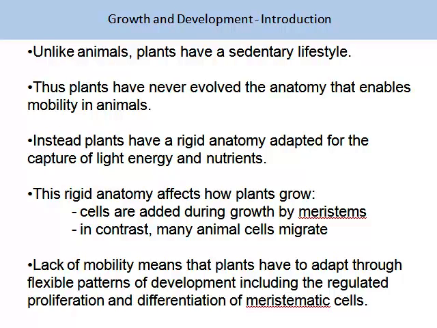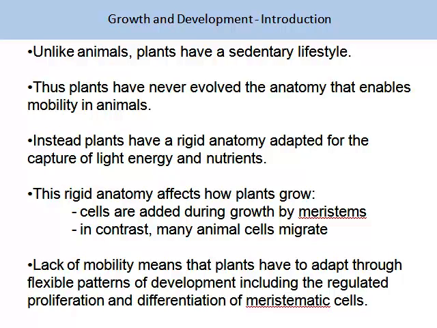An observation that is perhaps quite obvious about plants is that they don't move around. They don't get up and walk, and they don't run, unlike animals. Therefore, unlike animals, they have never evolved anatomy that enables mobility. Instead, plants have evolved a rigid anatomy which is adapted for the capture of light energy and nutrients. Both of these aspects we have explored in previous topics.